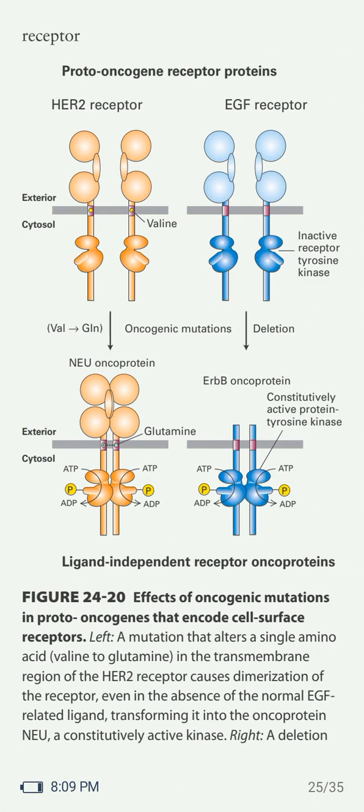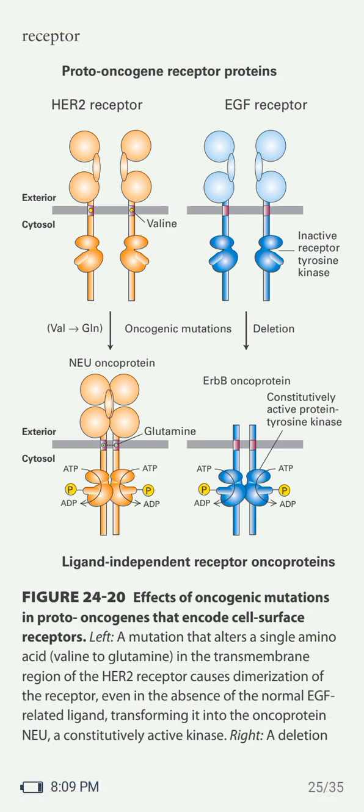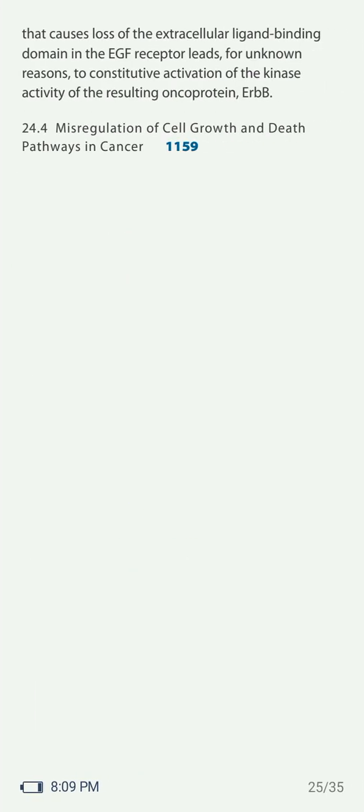Here we can see a picture which represents effects of oncogenic mutations in proto-oncogenes that encode cell surface receptors. A mutation that alters a single amino acid, valine to glutamine, in the transmembrane region of the HER2 receptor causes dimerization of the receptor even in the absence of a normal EGF-related ligand, transforming it into the oncoprotein NEU, a constitutively active kinase. Right, the deletion that causes loss of the extracellular ligand-binding domain in the EGF receptor leads, for unknown reasons, to constitutive activation of the kinase activity of the resulting oncoprotein ERBB.